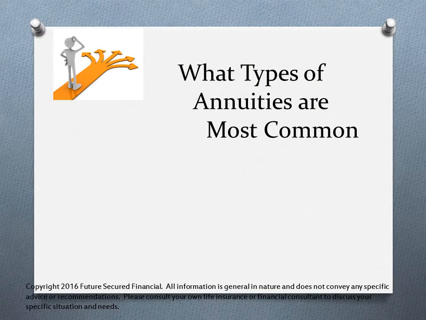So what types of annuities are most common? Well, there's only a few types. One called a SPIA. It's called a single premium immediate annuity. Now, those are very unique. We're going to get into each one specifically, so just hold tight. There is also the fixed annuity, not to be confused with the fixed indexed annuity, and also the variable annuity. So let's get into the details on these.